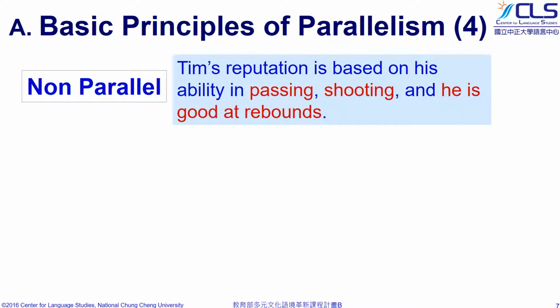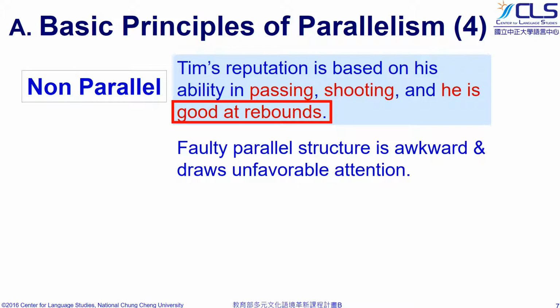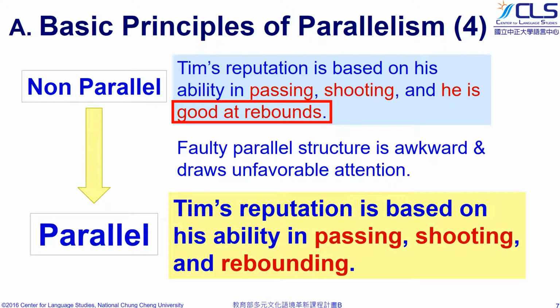Let's compare the parallel sentences and non-parallel ones. The first sentence is non-parallel because he is good at rebounds is not a parallel sentence to the wording passing and shooting. The first sentence is a faulty parallel structure, which is awkward and unfavorable. The sentence can be revised with parallelism. Tim's reputation is based on his ability in passing, shooting, and rebounding.